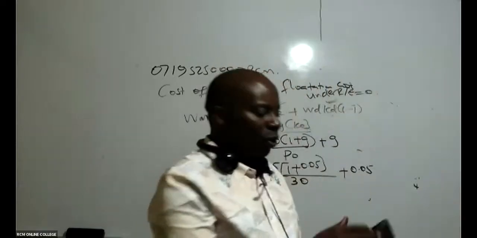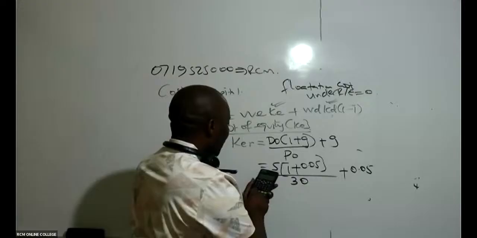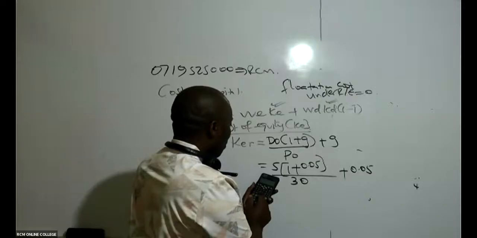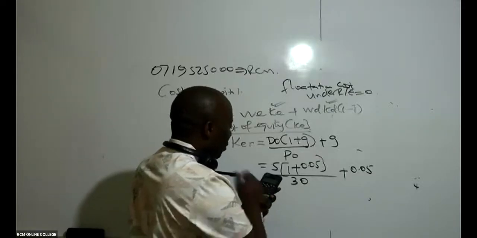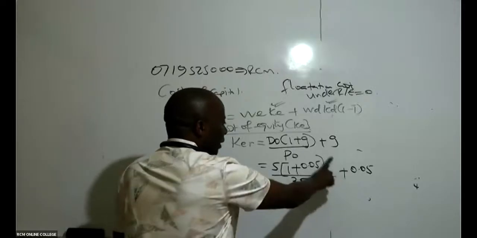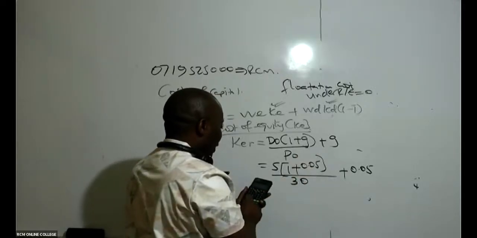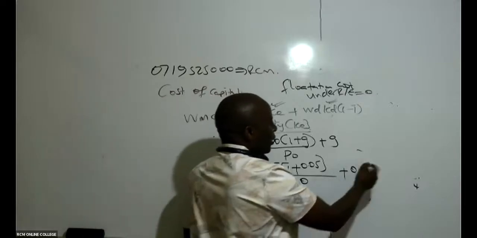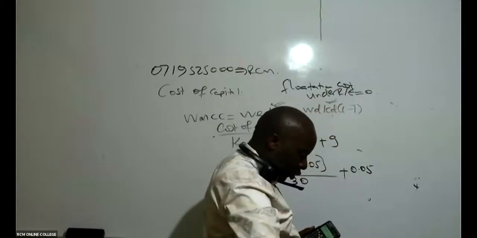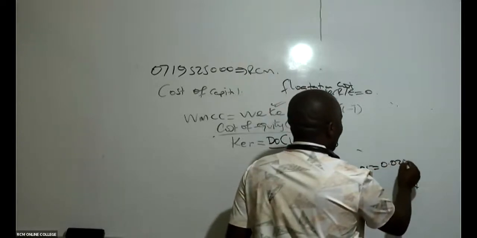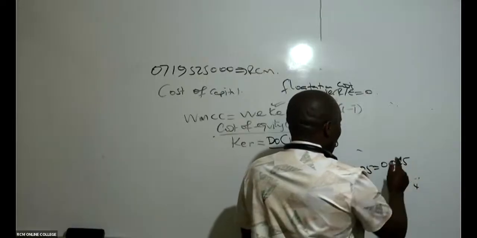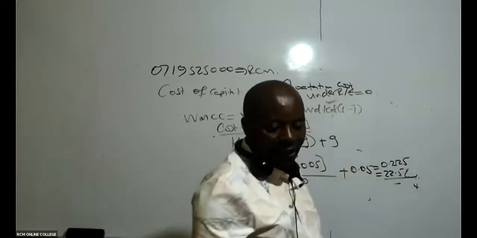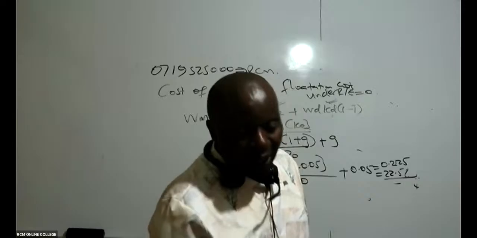So if we get our calculators, we are saying 5 times, into brackets, 1 plus 0.05, close, divided by 30, equals. Whatever I get, I add the growth rate, plus 0.05. So this one here, I'm getting 0.225, which is the same as 22.5 percent.